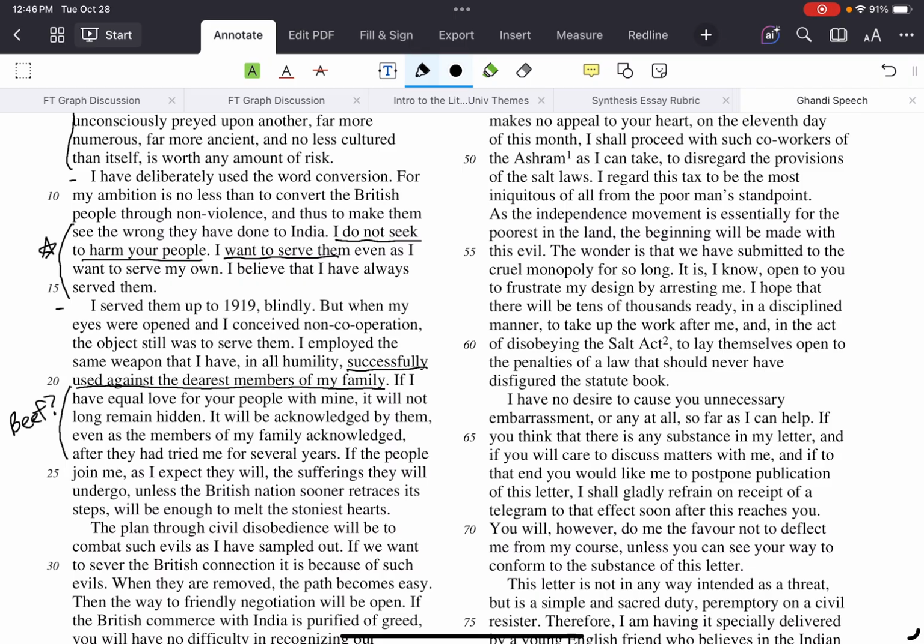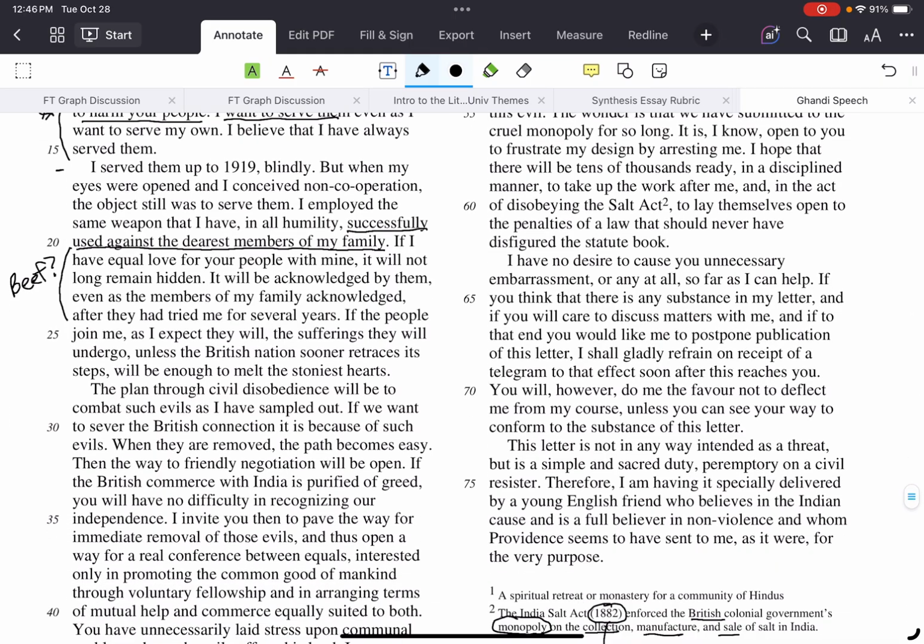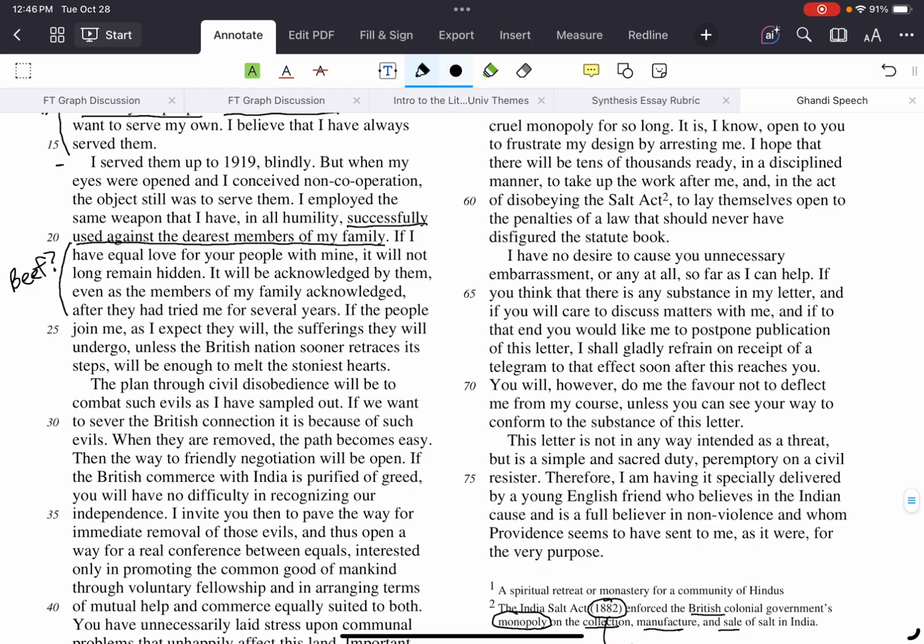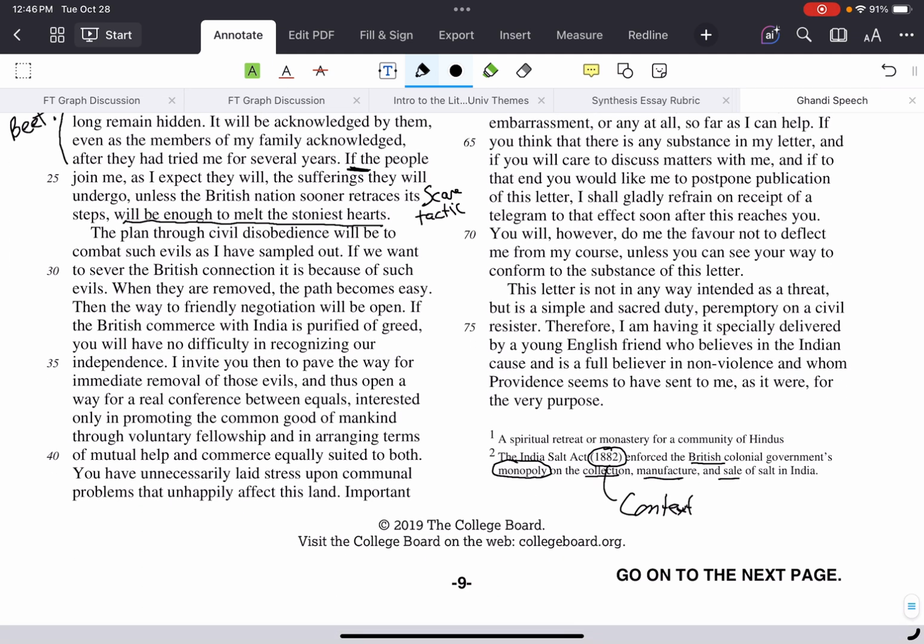Again, what kind of rhetorical choice is that? I'll leave that up to you to decide. Then let's start right here. If the people join me, as I expect they will, the sufferings they will undergo, and he's talking about the British, unless the British nation sooner retraces its steps, will be enough to melt the stoniest hearts. So he's kind of using some scare tactics in here, I think, and he uses more of these as we go along. The plan through civil disobedience will be to combat such evils as I have sampled out.